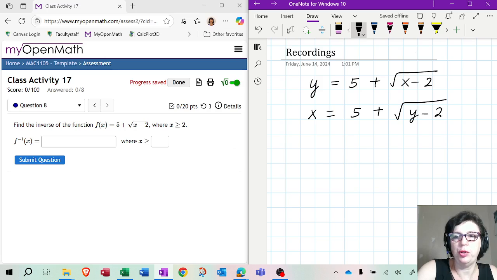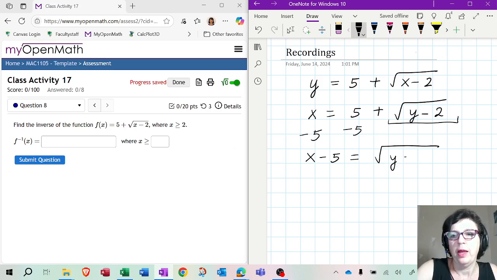And then we're trying to solve this for y. So first we want to isolate the square root. And we're going to subtract 5 from both sides. So we're going to get x minus 5 equals the square root. Okay, and then we are going to square both sides.